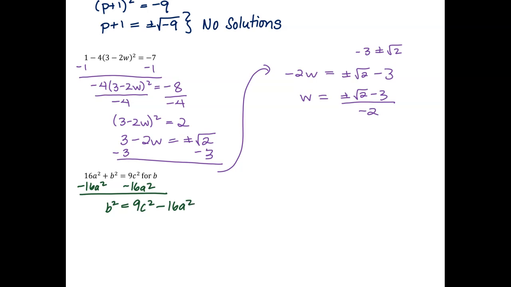And then I need to get rid of the squares, so I'll take the square root of both sides, and I get plus or minus the square root of 9c squared minus 16a squared. And again, that's a perfectly good answer. If you're working in a word problem context, you might be able to decide whether the plus or minus are good answers and maybe throw one away, but here we would just leave it just like this. Okay, so that's solving with square roots.